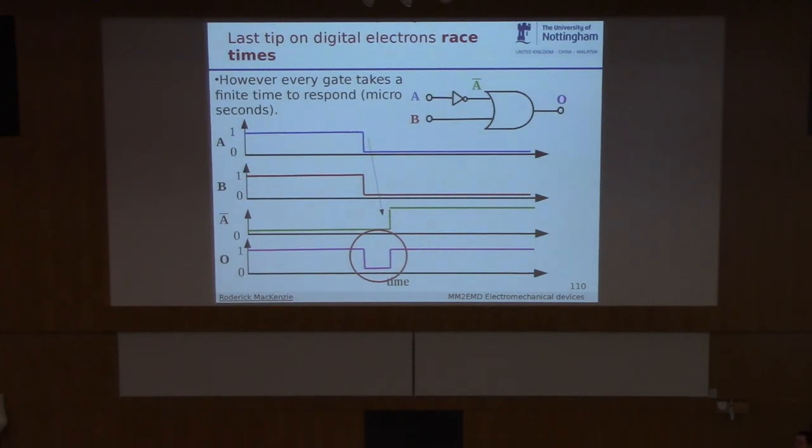Now, it's a cool thing. But if the output of this circuit is joined to, say, a detonator of a nuclear warhead, you don't want the output being wrong, even for a little amount of time, okay? So this can be quite a serious problem. And very often you'll design big complex digital circuits and you'll find out that they don't work or they're wrong for a little bit of the time because of these race times.